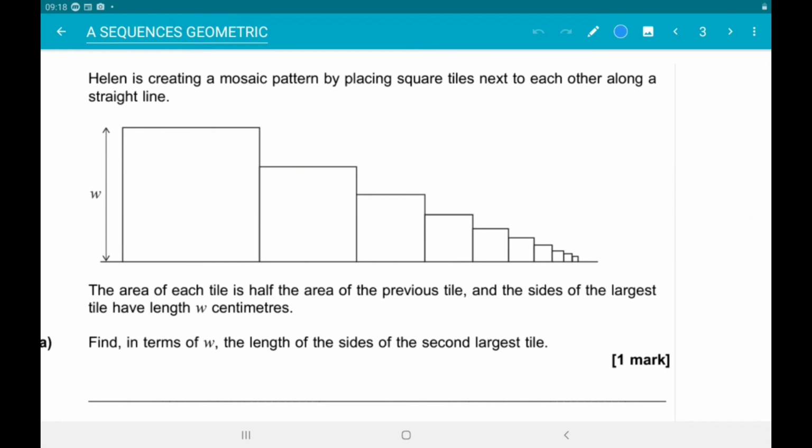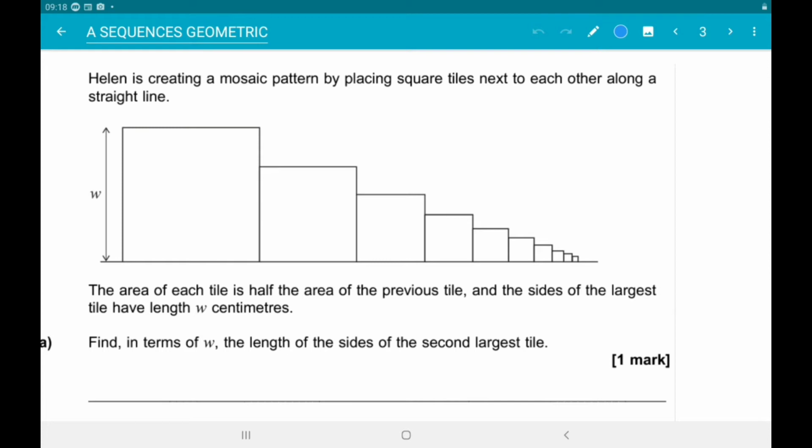Okay then, number 1. Alan is creating a mosaic pattern by placing square tiles next to each other along a straight line. The area of each tile is half the area of the previous tile, and the side length of the largest is W centimeters. Part A. Find the side length of the second tile.